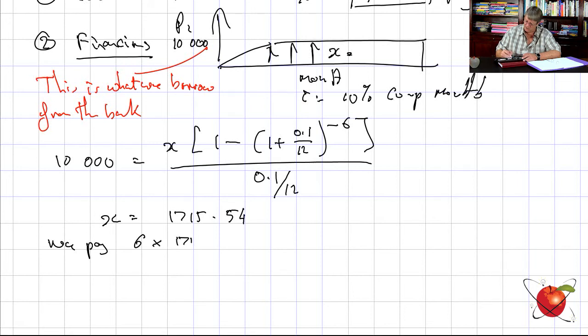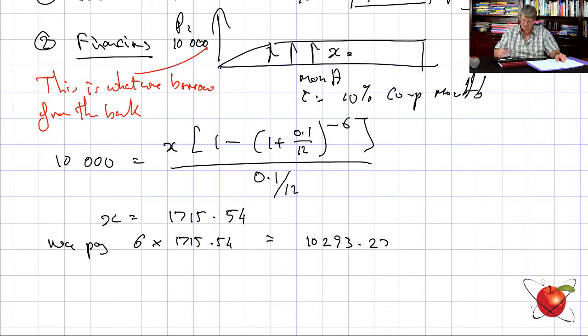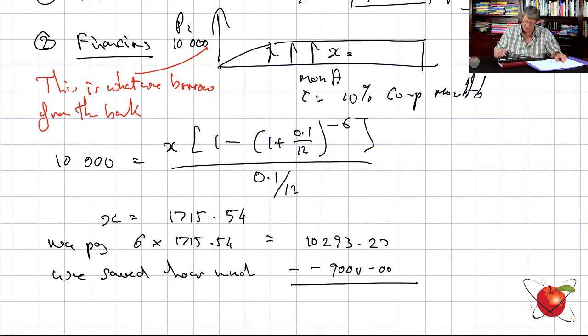Therefore, we pay 6 times 1715.54. That's what we pay the bank. So we pay in total 10,293.27. Therefore, the bank makes 293 units of interest. But basically, we saved how much? Minus 9,000. Therefore, we save 1293.27 if we pay in cash.